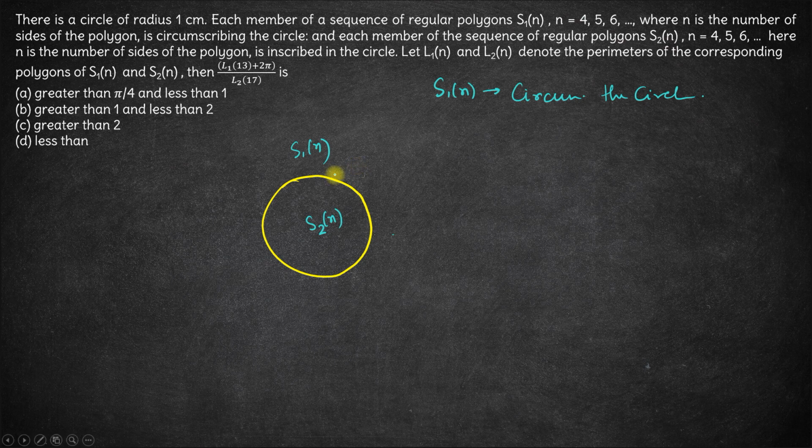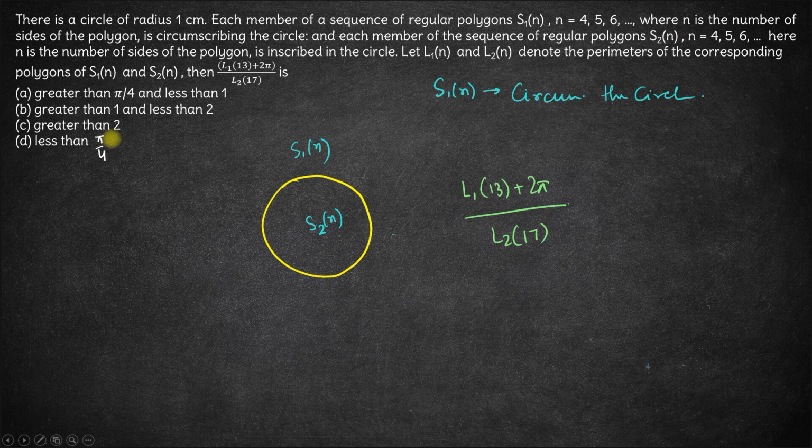Fine. Now we need to calculate the value of this expression, L1 13 plus 2 pi upon L2 17. Now what is L1 and L2? L1 and L2 are the perimeters of S1n and S2n respectively. Okay, fine. So this ratio satisfies which of these four options? Let's see. This here should be less than pi by 4. Okay, it wasn't printed. It's pi by 4.